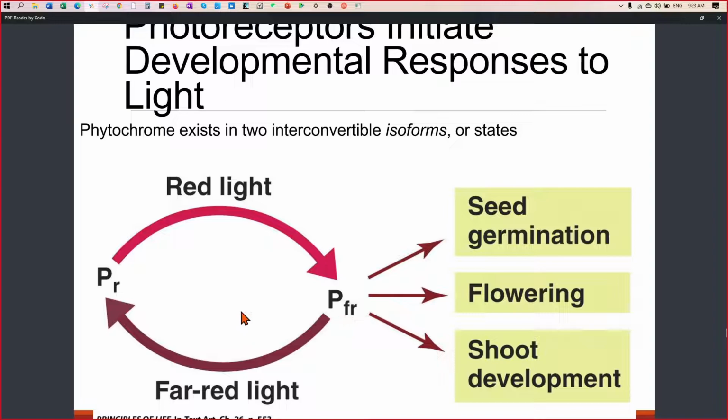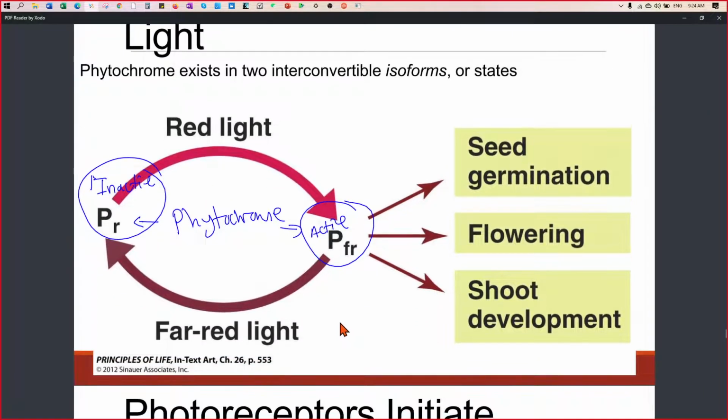It's due to this phytochrome. It can be in its active form, or it can be in its inactive form. How does it change? PFR, this is your phytochrome active. When your phytochrome is in active form, you're going to get all of this. You're going to get seed germination, flowering, and also shoot development. When the phytochrome is in inactive form, you are not going to get any of this.